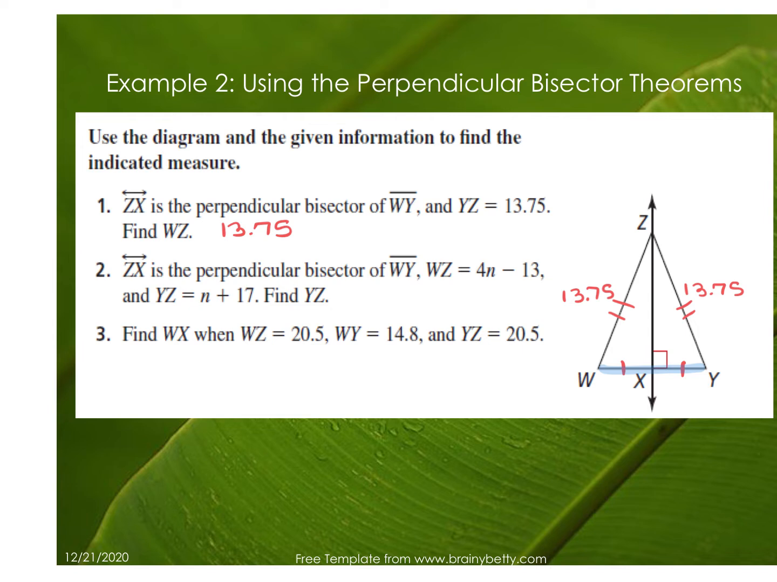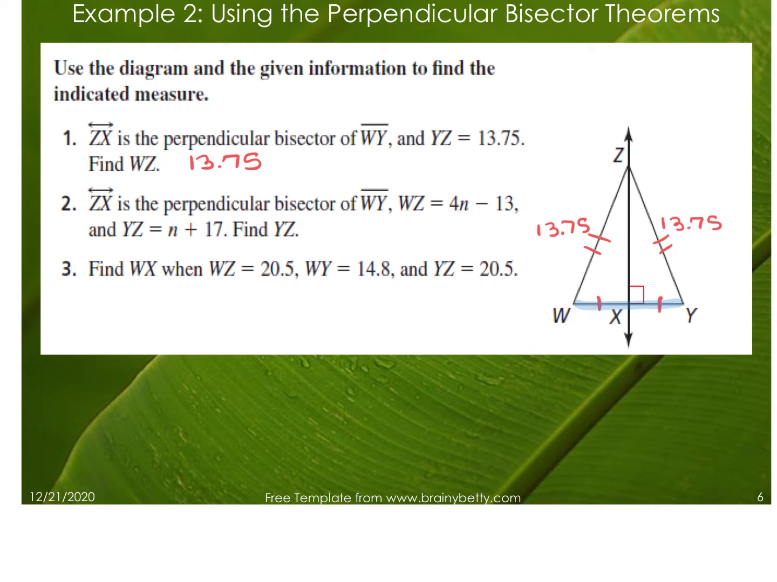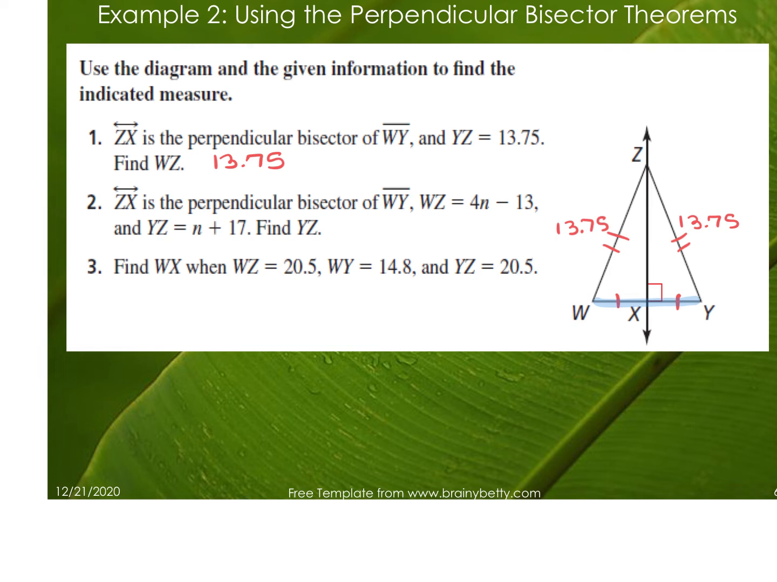Then for number 2, again, same information. ZX is the perpendicular bisector of WY. But this time, they're going to give me WZ as an expression, not just a number. And same thing for YZ, it's an expression. I'm going to do exactly the same thing. I know that they're congruent, but now I have to solve an algebraic equation. So this time, I'll do it in a different color, I'll do it in blue now. So number 2, the information is in blue.